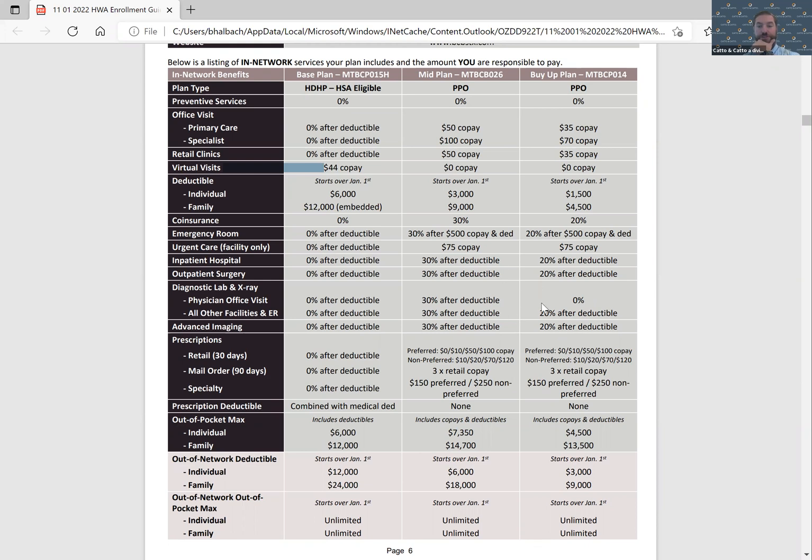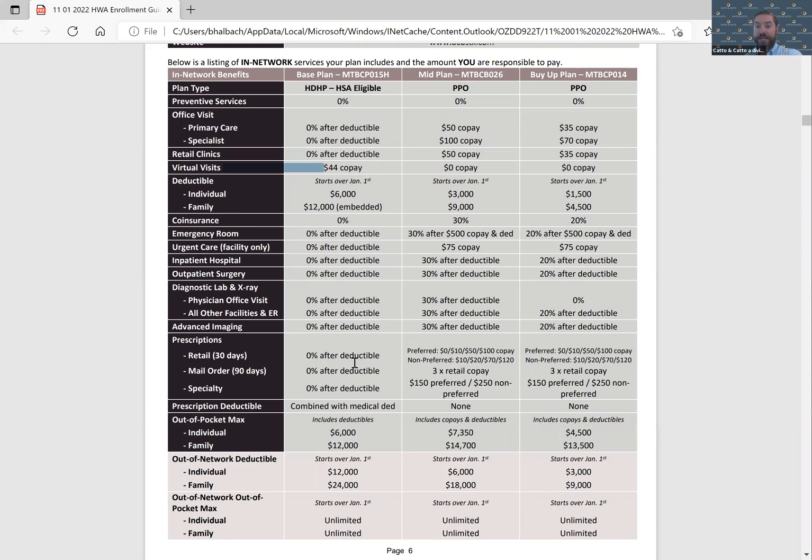So that's a small thing, but if you have to get a lot of imaging, that's something to consider. Now, prescription drugs are handled the same way on these two, mid-plan and the buy-up plan. You have preferred and non-preferred. That's just where you fill the prescription. Non-preferred is CVS because CVS went through a merger with Aetna.